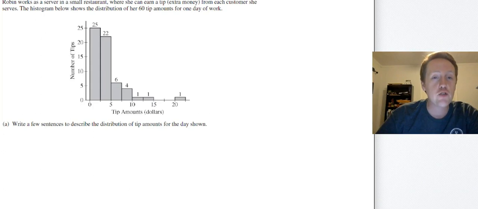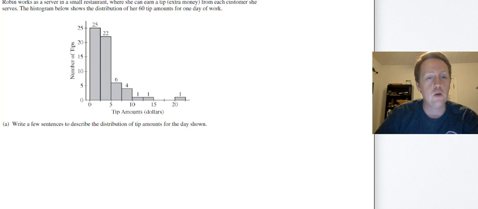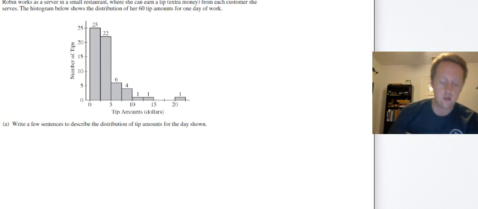All right, Robin works as a server in a small restaurant where she can earn a tip, extra money, from each customer she serves. The histogram below shows the distribution of her 60 tips from one day of work. Write a few sentences to describe the distribution of tip amounts for the day shown. This data is quantitative. I am going to use CUVs.